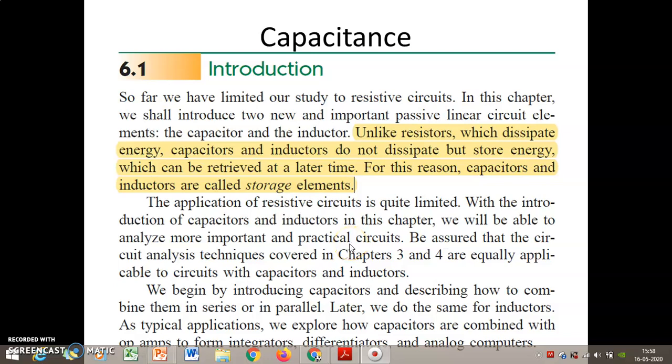Hi students, today we will discuss capacitance, capacitors and some problems on it. Unlike resistors which dissipate the energy, a capacitor will act as a storage element.